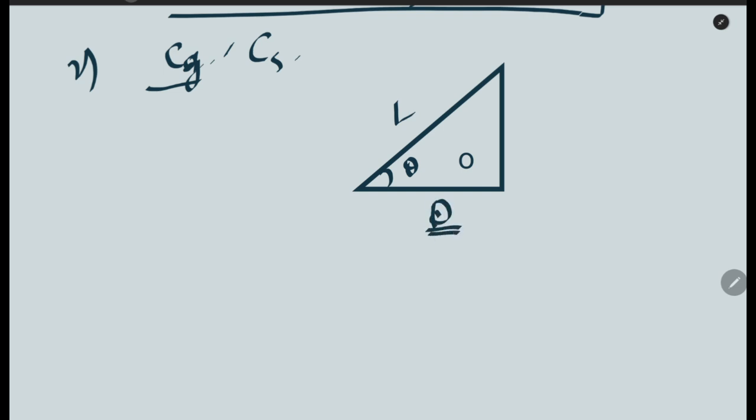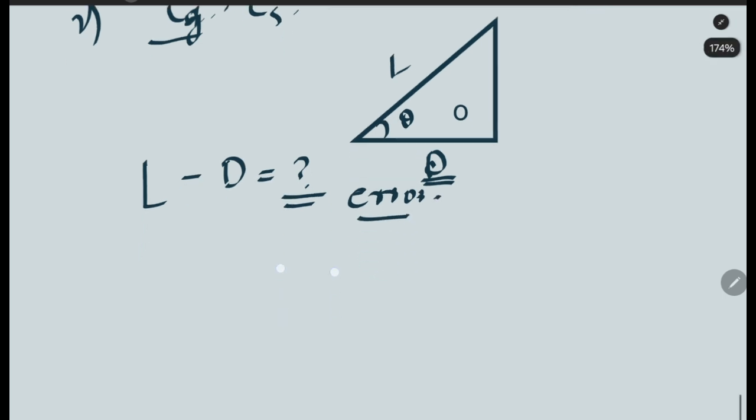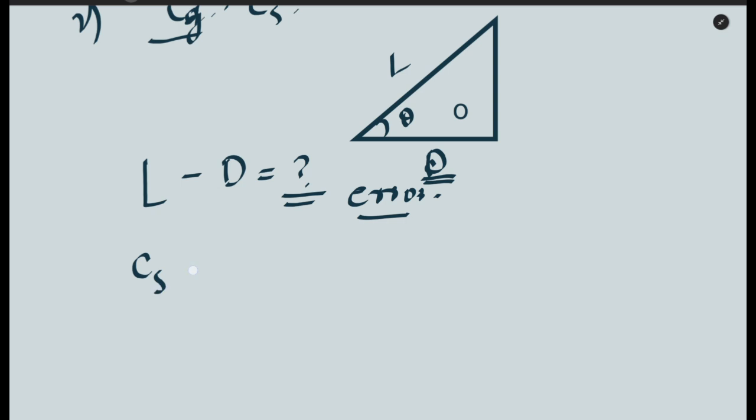Then on the tape you measure L. You did not measure D, you measure L. When you take L minus D, it will show a value. That value is called the error. But what you need here is the correction.